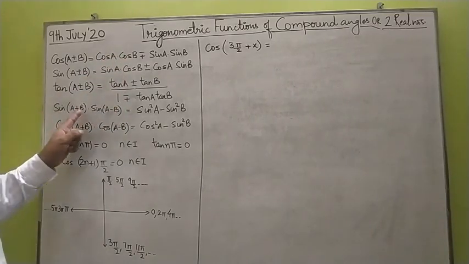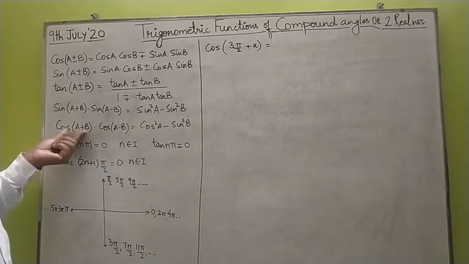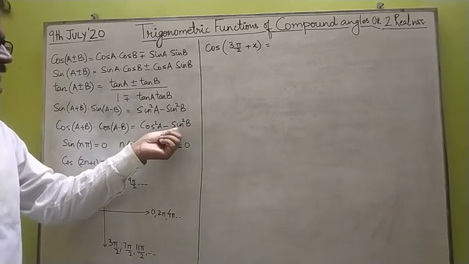Now, sin of a plus b times sin of a minus b, we have just seen, is sin square a minus sin square b. Cos of a plus b times cos of a minus b is cos square a minus sin square b. It's not cos square b, it's sin square b.